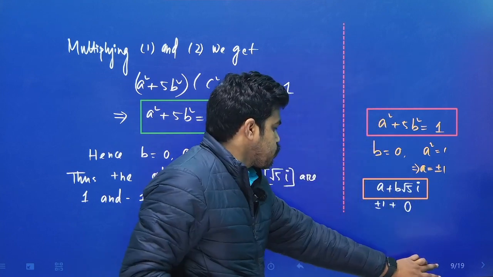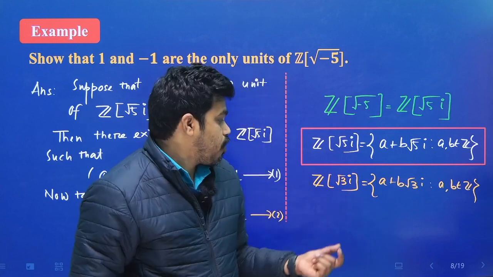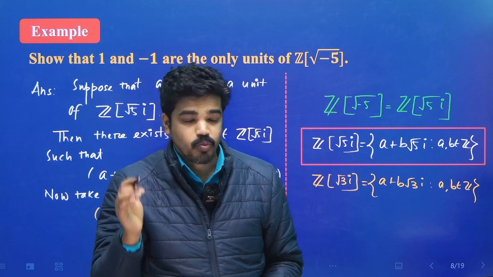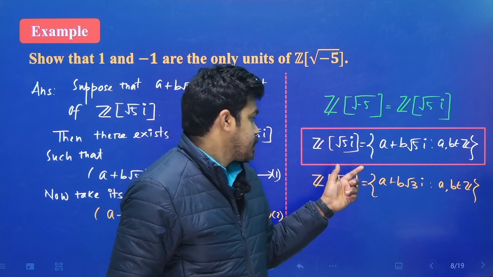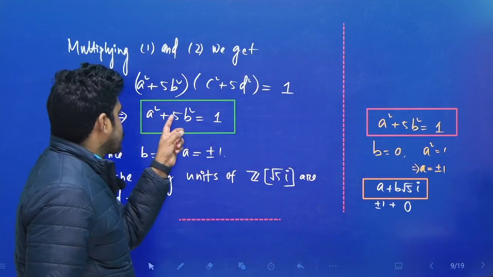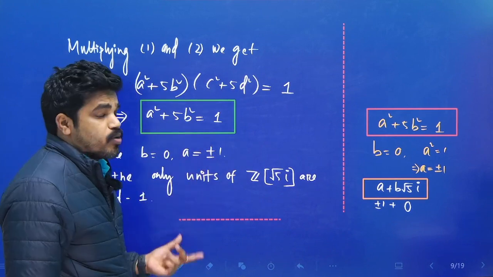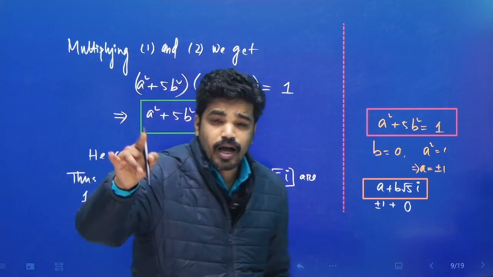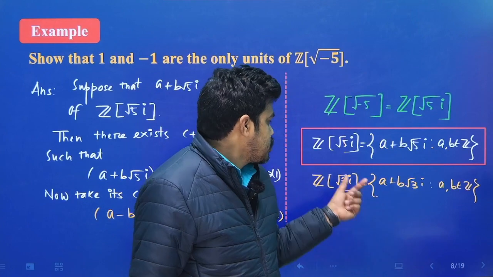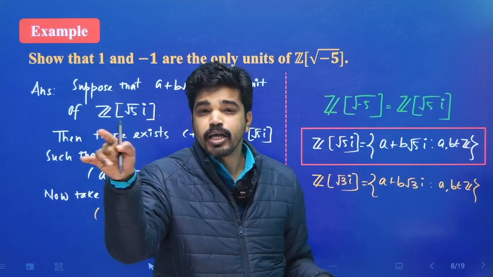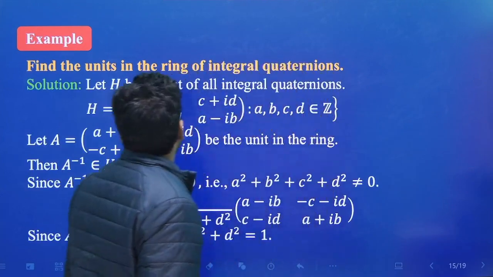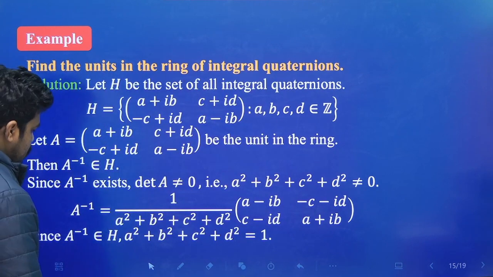Similarly, you can prove that the units of Z[√3i] will also be ±1. Z[√3i] যেভাবে আমরা Z[√5i] এর জন্য করলাম সেম ভাবে কনসিডার করবে। তুমি এখানে জাস্ট কি পাবে, a square plus 3b square is equal to 1. That means b is equal to 0, a is equal to ±1. That means +1 and -1 are the units of Z[√3i]. Similarly, যদি Z[√2i] বলে তাহলে তার ইউনিটস গুলো কি হবে, 1 and -1. ওকে, ঠিক আছে। So next example, just see this problem.